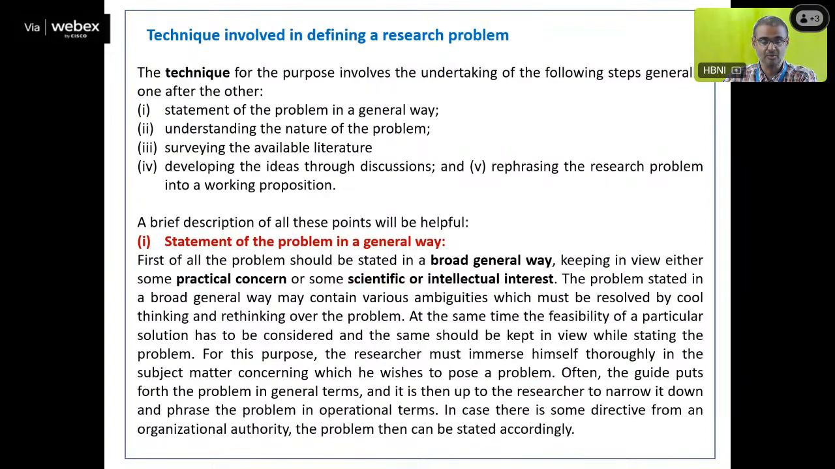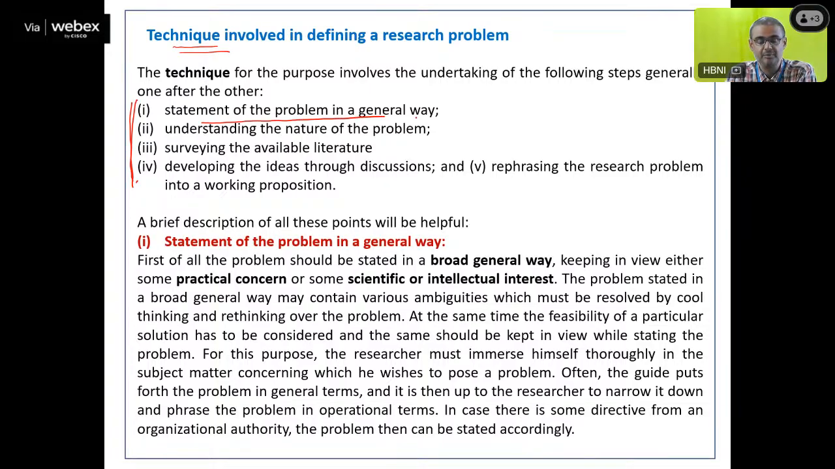Now coming to the techniques involved in defining a research problem. The technique for the purpose involves undertaking the following steps, generally one after another. So these are the techniques which are used. I have given them point-wise, and then we'll explain all of these later on. So we go ahead one by one.